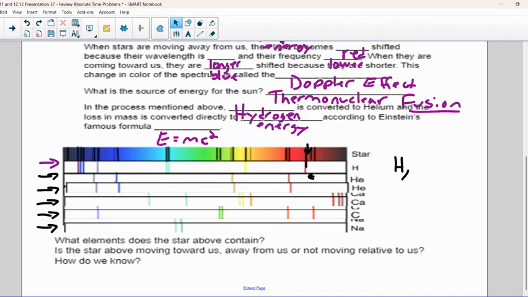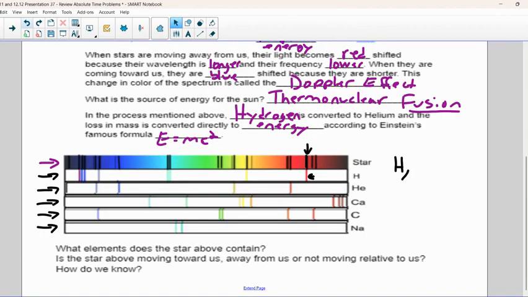Then I'm going to try my helium and put it right there. And if I look, and I didn't do this perfectly, but the lines mainly match up. I think I just didn't do it perfect. Let's see, right there.